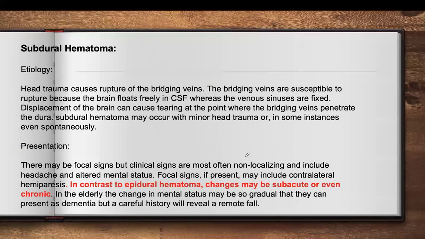Whereas subdural hematoma mainly happens due to rupture of the bridging veins in the brain. Now, yes, it's right that subdural can present acutely, but many times it can present even after months. So it has that subacute presentation. So in contrast to epidural, changes may be subacute or even chronic. Okay.